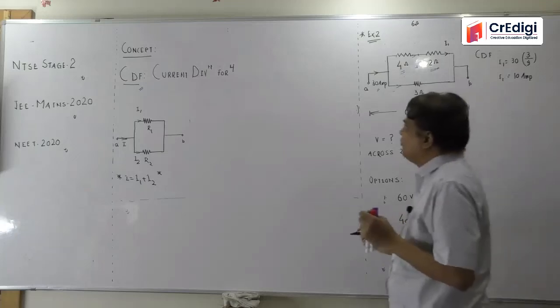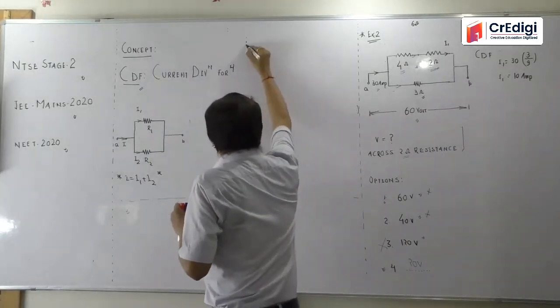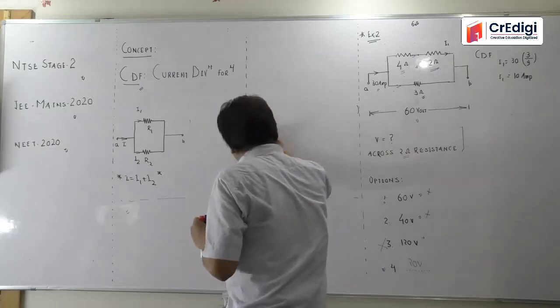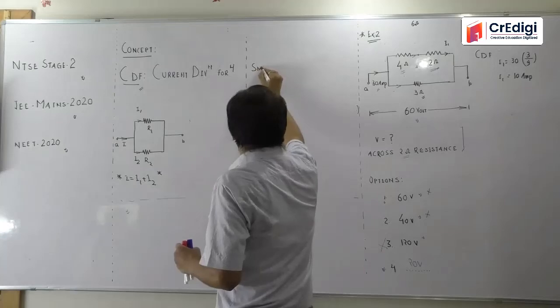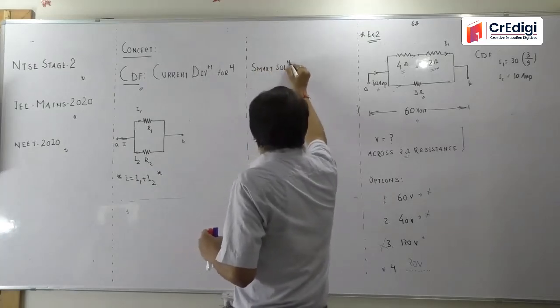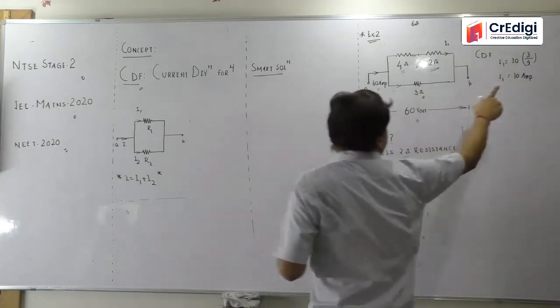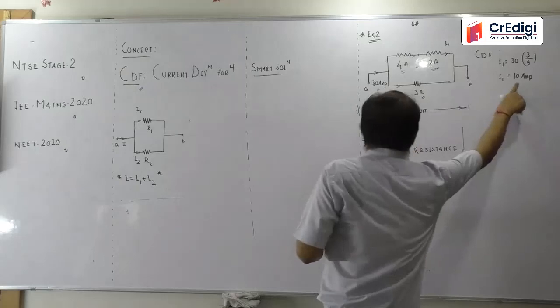And I am coming on to which method over there. So this is the solution, and this is the solution which we call a smart solution. Dear students, what is it? Smart solution. So the current passing through the upper branch is simply nothing but 10 amperes.